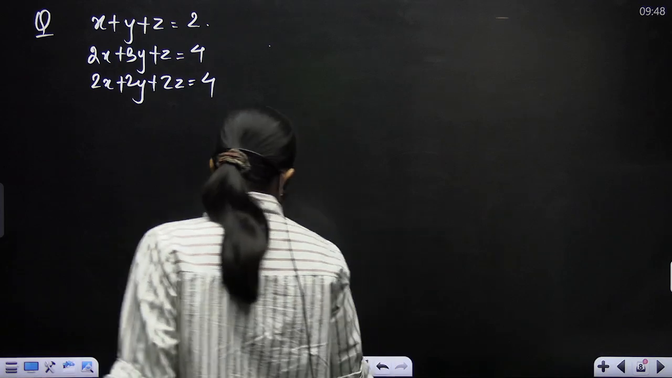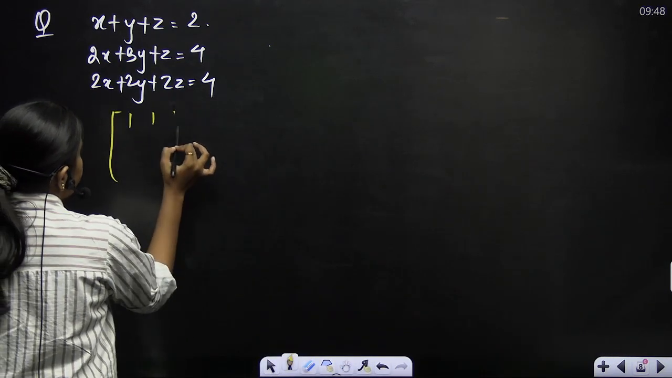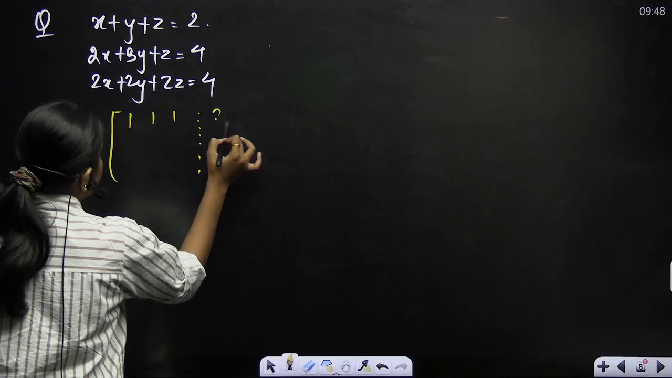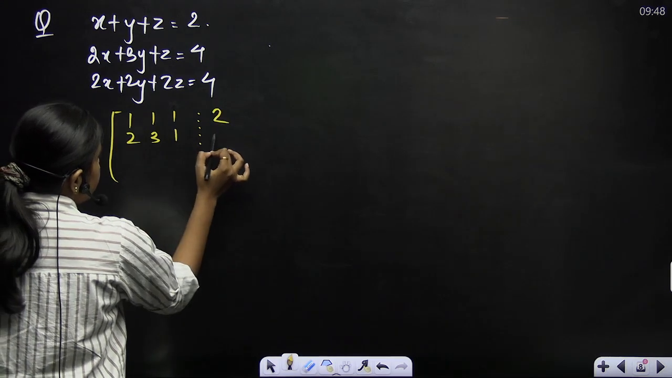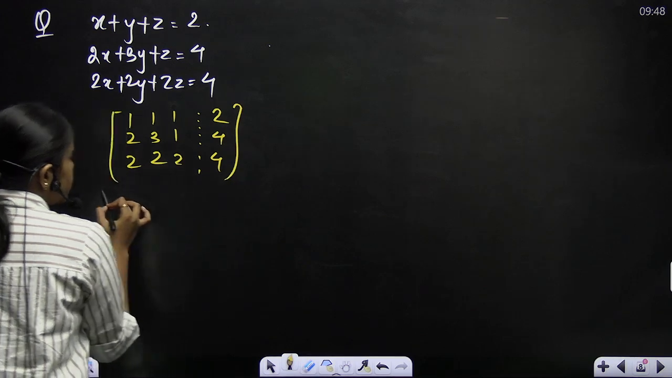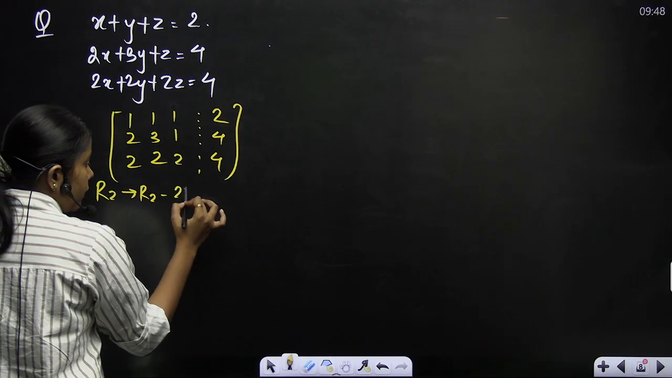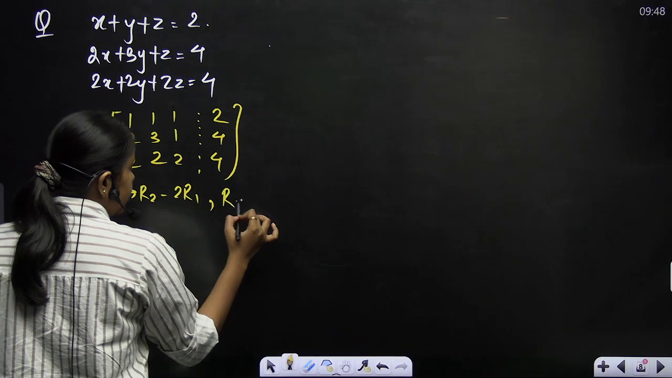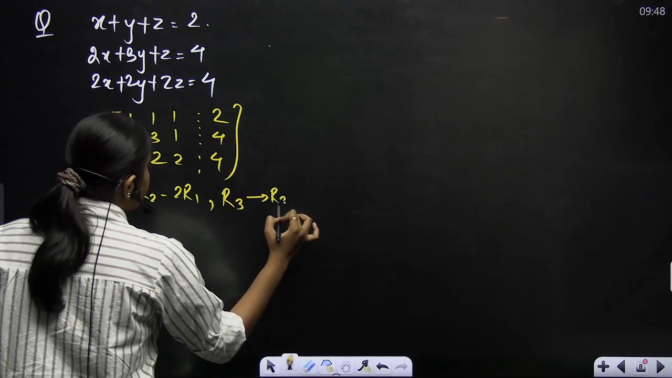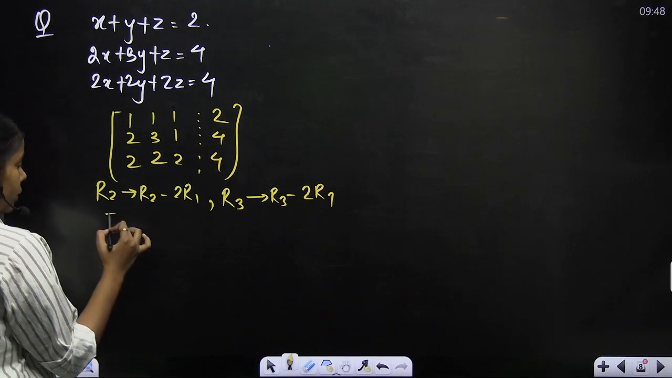What would I do? I'll try to row reduce it again. What would I get? 1, 1, 1, this would be 2; 2, 3, 1, this would be 4; 2, 2, 2, 4. I'll row reduce it: R2 tends to R2 minus 2R1 and R3 tends to R3 minus 2R1. So let's solve it.